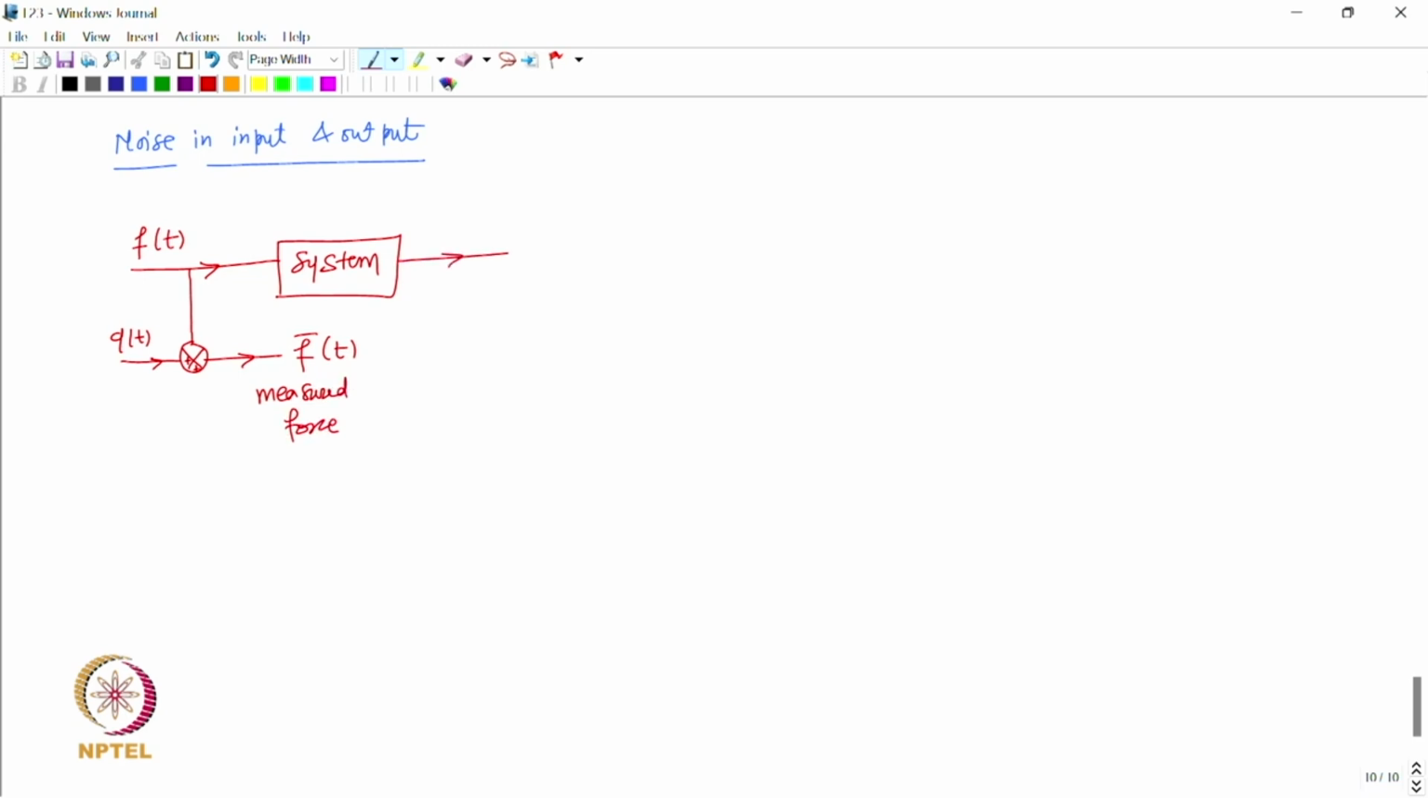Similarly, let the response be x of t, and then there is some noise in the measured response. Let that noise be n of t, and let x bar of t be the measured response. So, q of t and n of t are the uncorrelated random noise in the input and output respectively. So, let us determine the effect on H1.